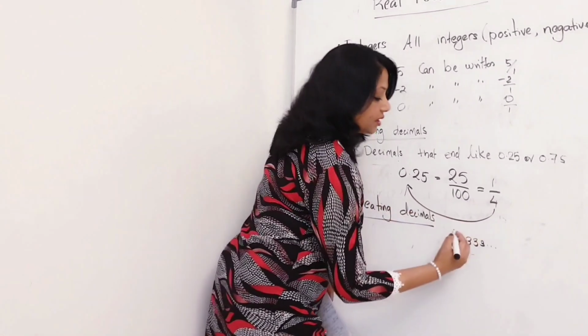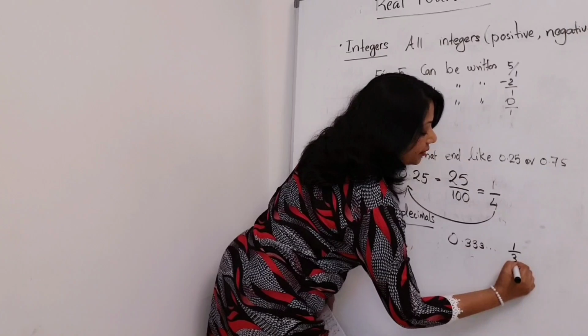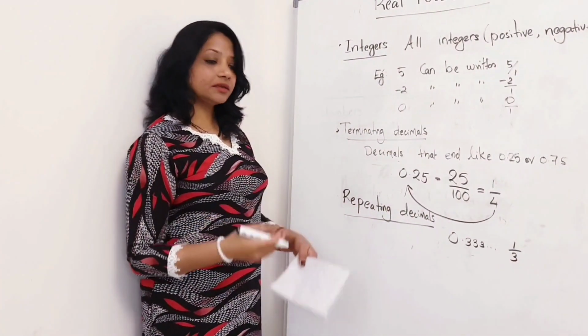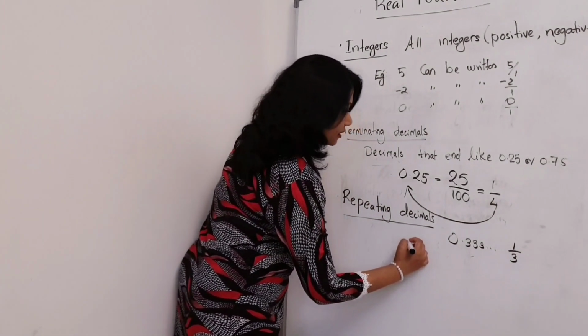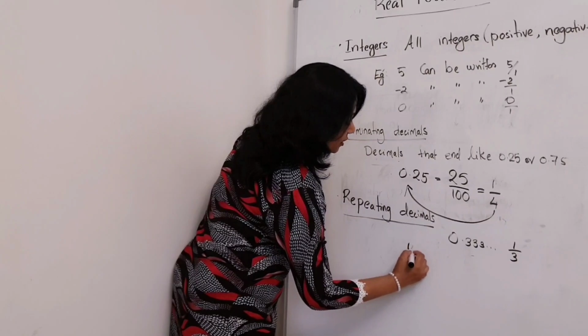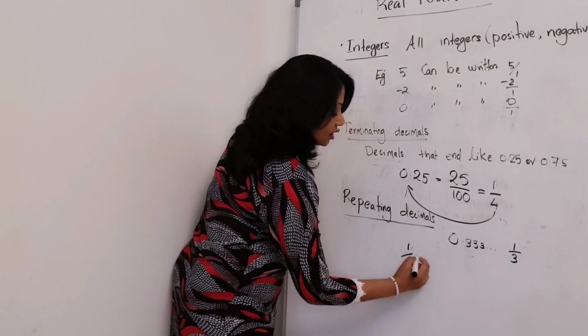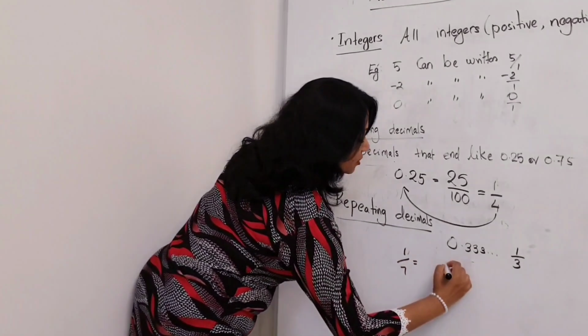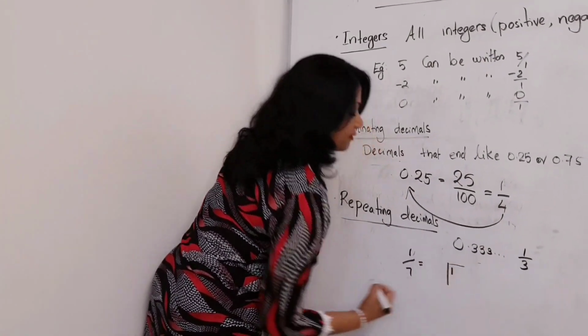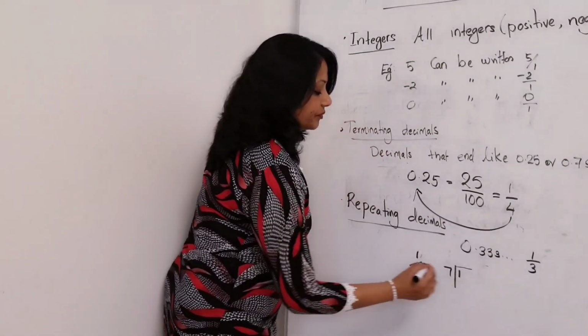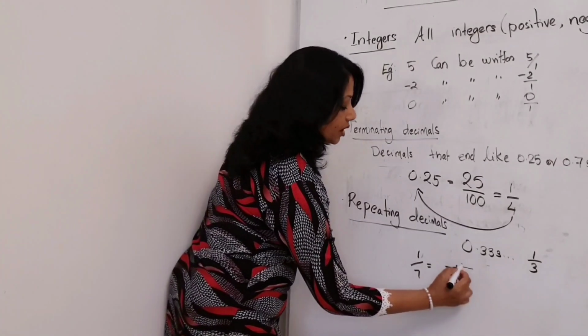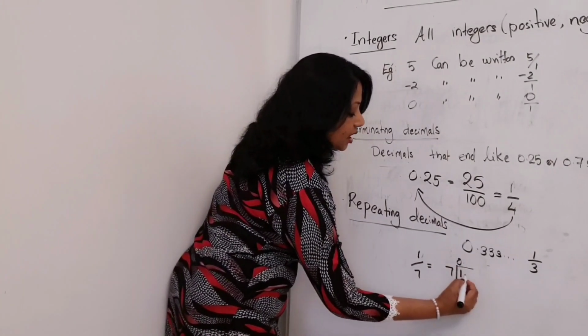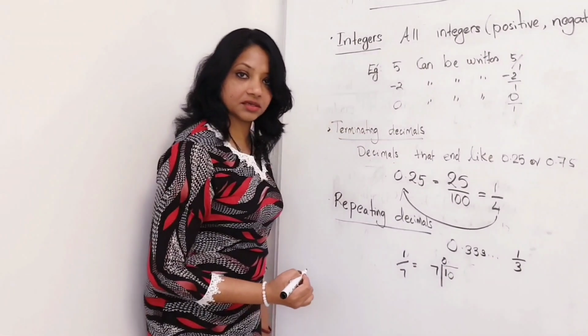What number is it? Like 1 by 3. Check out another one, like 1 by 7. 1 divided by 7 is also a rational number. Why? Because when I divide 1 by 7, first, how many 7s in 1? 0 point, and then you put a 0 here.